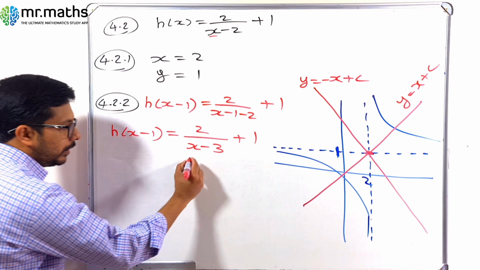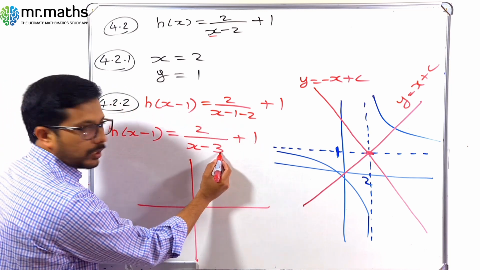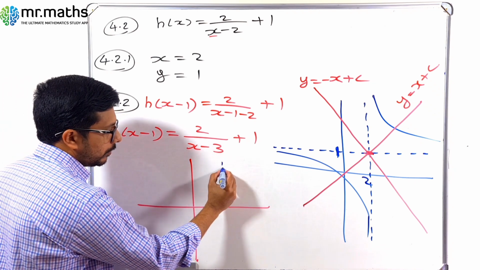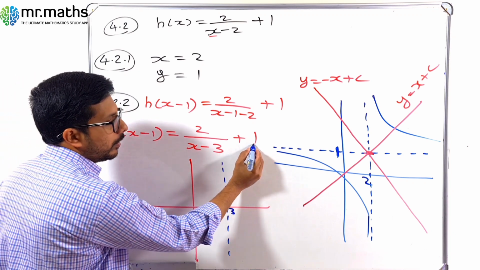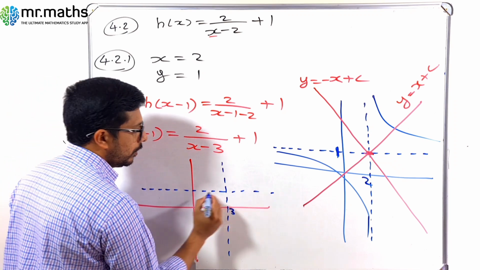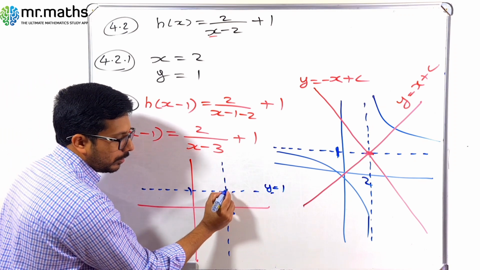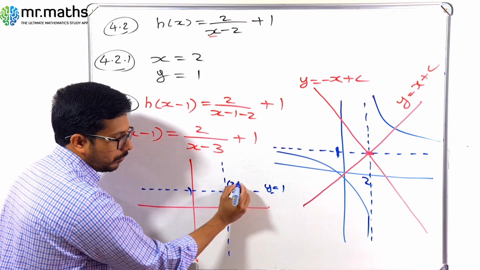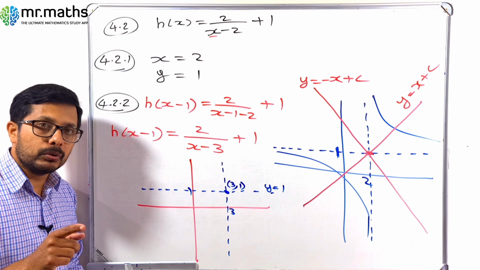Now here in this graph of h of x minus 1, what are the asymptotes? X is equal to positive 3, that means one asymptote is here, at positive 3. And the other, horizontal asymptote is y is equal to 1. There is no change in that one. So this is y is equal to 1. What is this point? That point has x value 3 and y value 1, so this point is 3 comma 1.